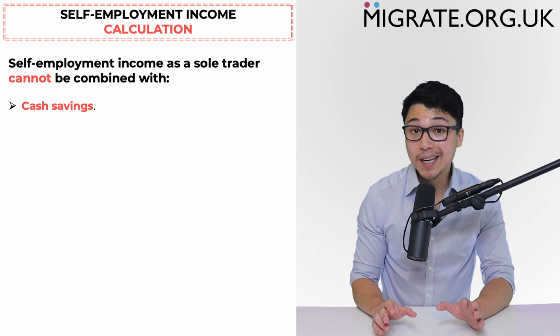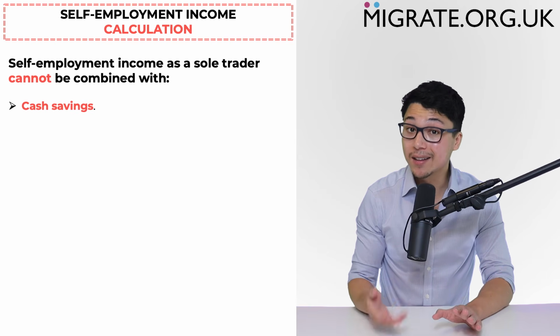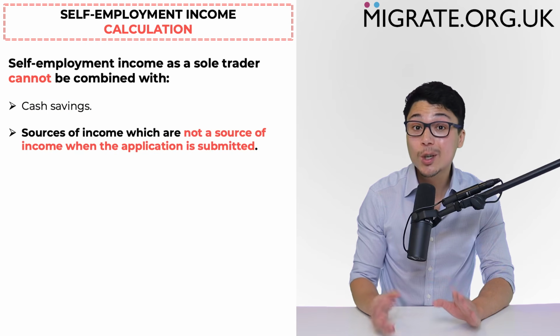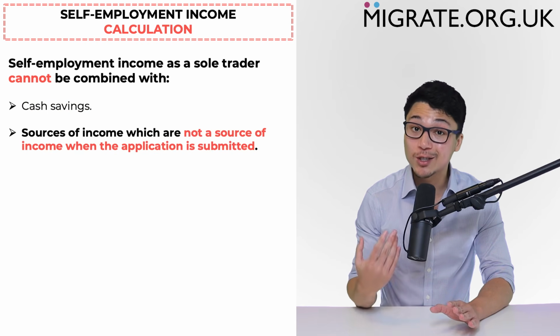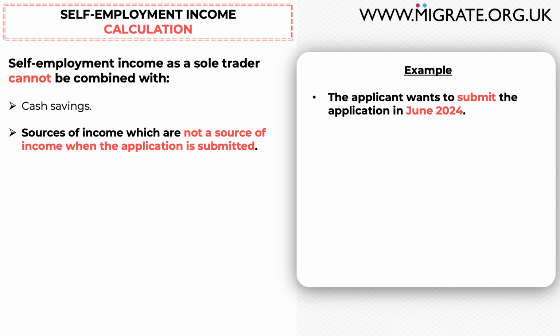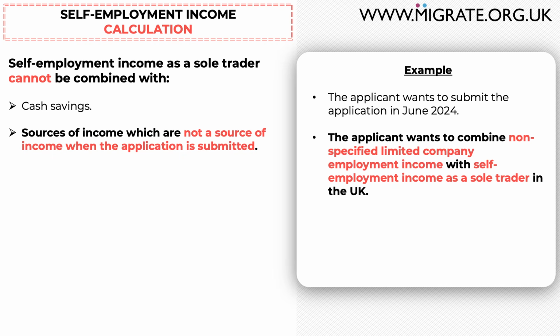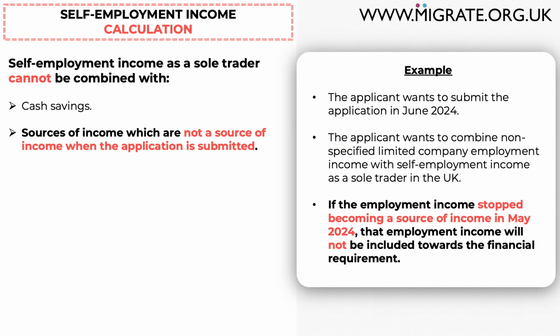Self-employment income under Category F cannot be combined with either cash savings or sources of income which are not a source of income when the application is submitted. So, for example, the applicant wants to submit the application in June 2024. They want to combine their partner's non-specified limited company employment income with their partner's self-employment income as a sole trader in the UK. If the employment income stopped being a source of income in May 2024, before the application is submitted, the employment income will not be able to be included towards the financial requirement.